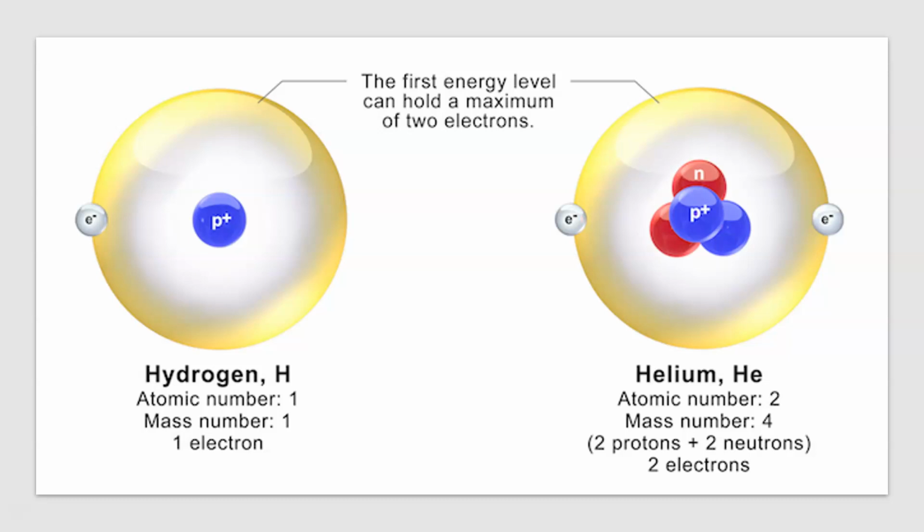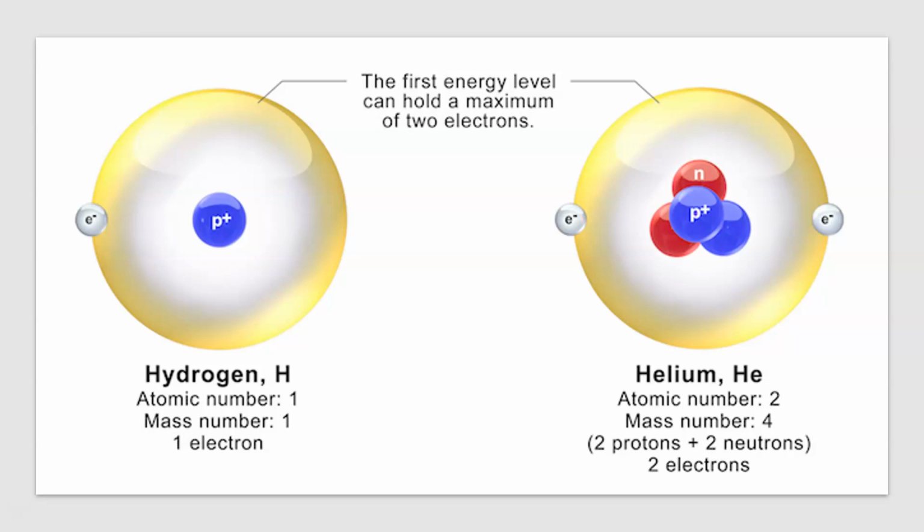Got a couple more atoms here for you to look at. We've got hydrogen. It's got an atomic number of 1 because it's only got 1 proton. Hydrogen is quite unique there, no neutrons. You'll see it's got a mass number of 1 because it's only got 1 subatomic particle in its nucleus. It's only got that proton, and it only has 1 electron. The number of electrons and the number of protons are always the same.